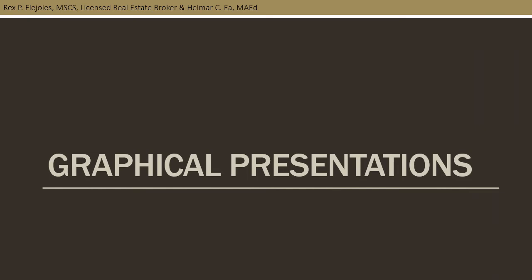Now, let's proceed to graphical presentations. There are several graphical options to portray a frequency distribution, but we are going to cover only a few. Please take note that certain computer applications may provide a slight difference in the look of these graphs.